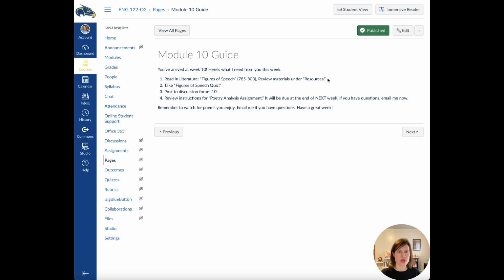So as far as the readings for this week, there is a section on figures of speech, which we're going to go over on pages 785 to 803. It's under our resources. And then there is a figure of speech quiz and the discussion forum 10. Now, we are going to go over as well the instructions for the poetry analysis that is due at the end of next week. So as you're going through the analysis, if you have questions, go ahead and email me this week so that I can get a hold of you and be able to let you know if there's anything you need to do, right?